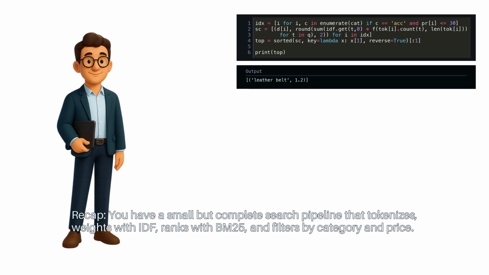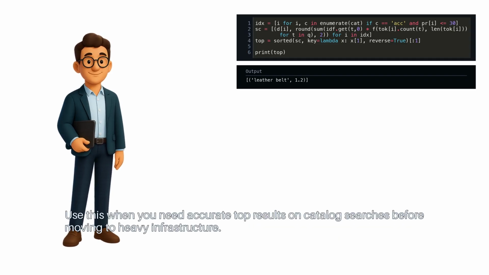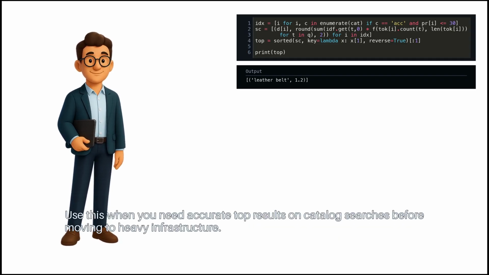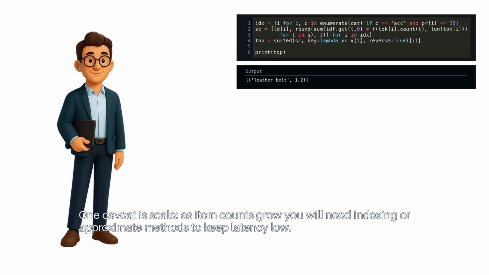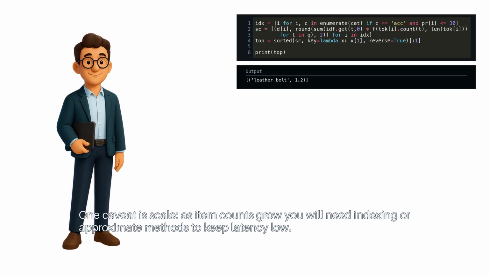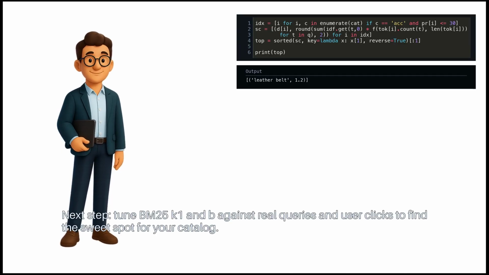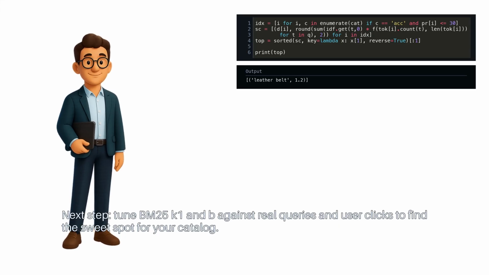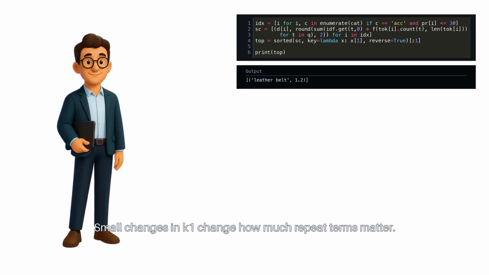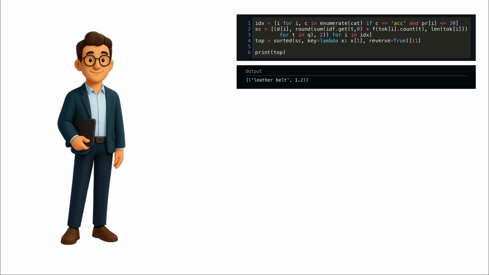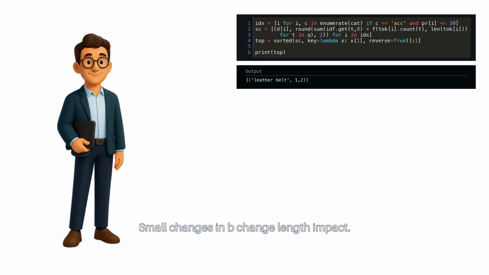Recap: you have a small but complete search pipeline that tokenizes, weights with IDF, ranks with BM25, and filters by category and price. Use this when you need accurate top results on catalog searches before moving to heavy infrastructure. One caveat is scale. As item counts grow, you will need indexing or approximate methods to keep latency low. Next step, tune BM25 K1 and B against real queries and user clicks to find the sweet spot for your catalog. Small changes in K1 change how much repeat terms matter. Small changes in B change length impact.